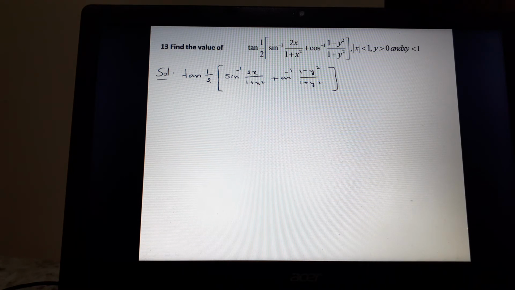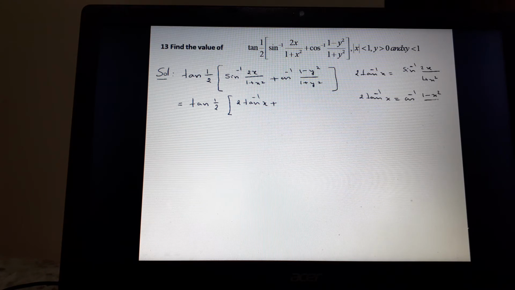If you remember, tan half of this is exactly 2 tan inverse x, because we have proved this property: 2 tan inverse x equals sine inverse 2x by 1 plus x square, and 2 tan inverse x is also equal to cos inverse of 1 minus x square by 1 plus x square. One more is there: 2 tan inverse x is also equal to tan inverse of 2x by 1 minus x square. So we are using this formula here also. This is 2 tan inverse y.